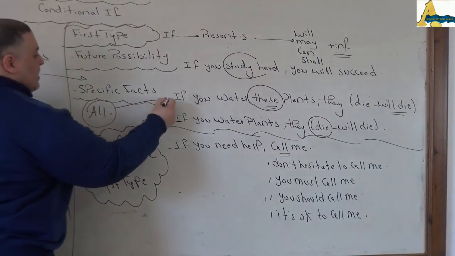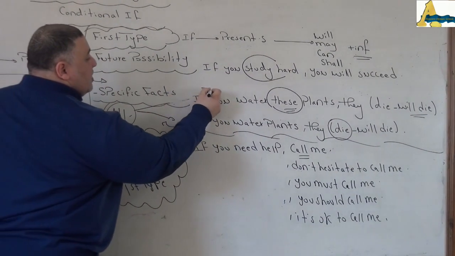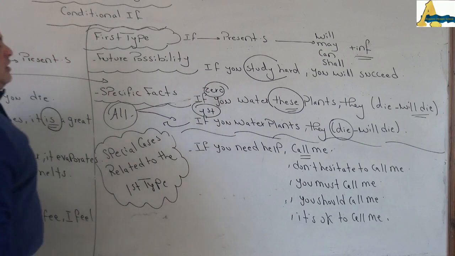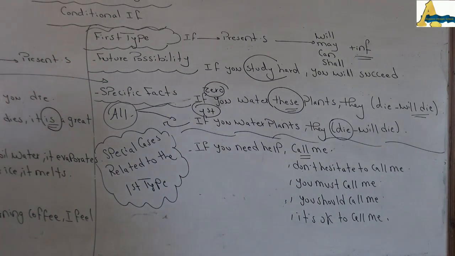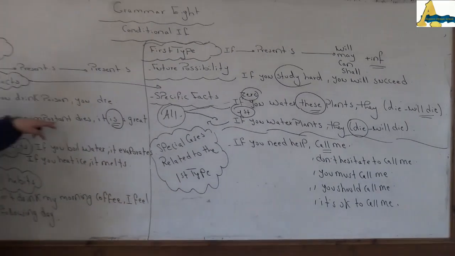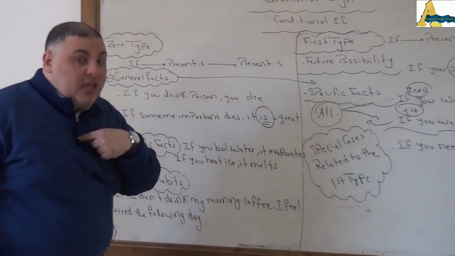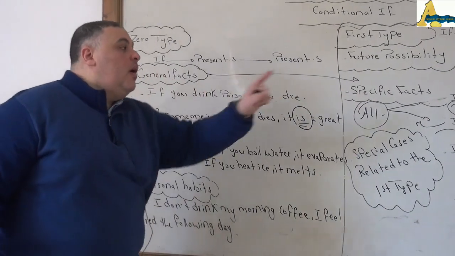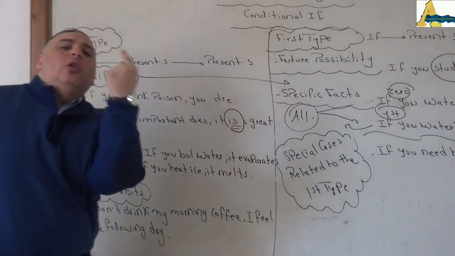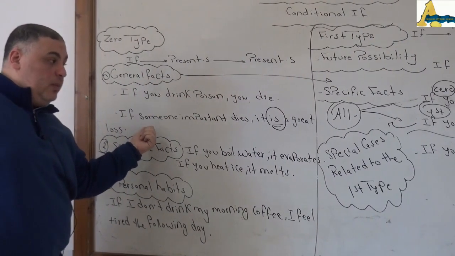The first one is specific, and that's why we put it in the first type. And the second one is general, and that's why we put it in the zero type. So if you water these plants, they will die, but if you water plants, they die. It's just like, for example, when I say here, if someone important dies, it is a great loss, any person. But if my father dies, right, it will be a great loss, because I'm talking about my own fact, my life, my father, it's something personal. It will be a great loss only for me, right? But here, it's a great loss for everybody because he is an important person.